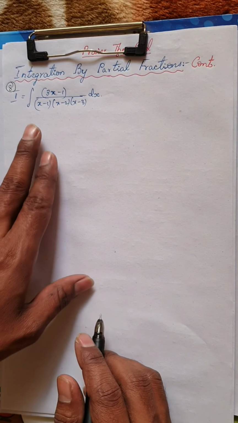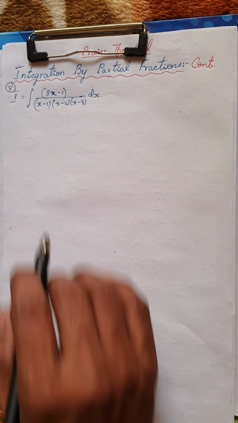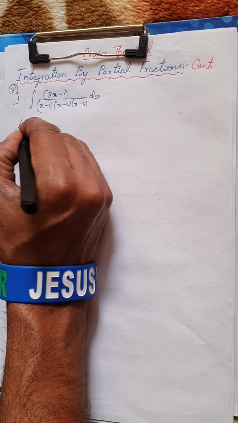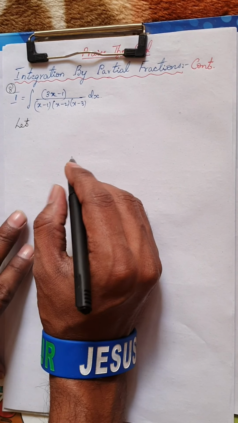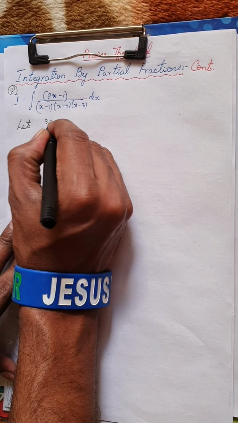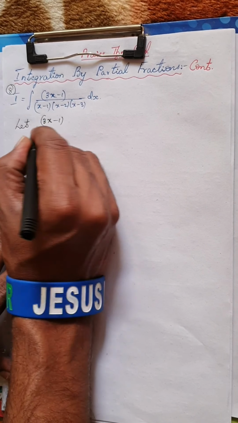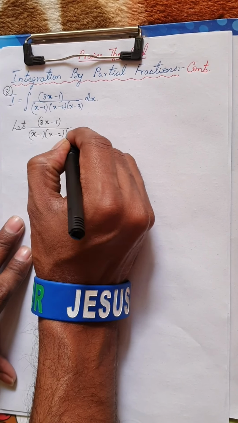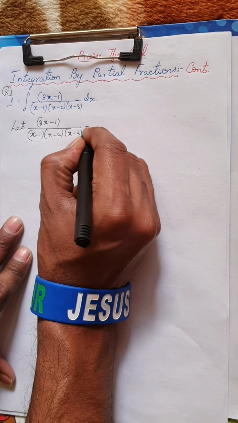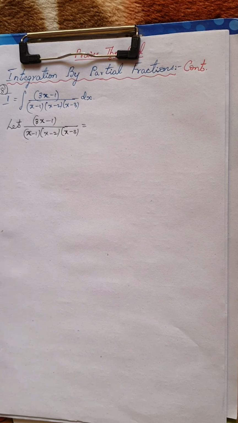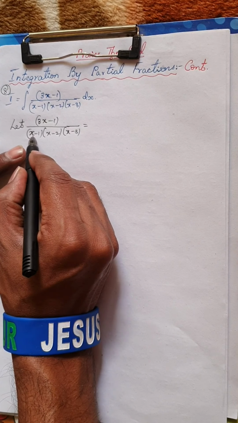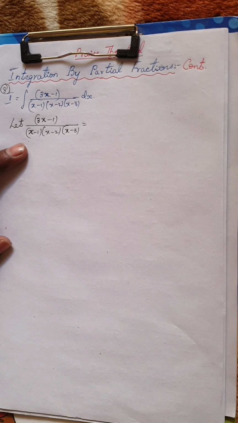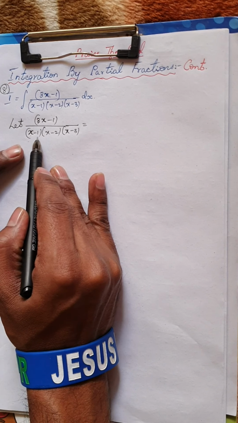Okay, so I have the integral of 3x minus 1 divided by x minus 1 into x minus 2 into x minus 3. Let us first split the given function into partial fractions. Let me consider 3x minus 1, divided by x minus 1 into x minus 2 into x minus 3. I hope you remember the shortcut method of splitting it into partial fractions. So the first step would be, if you put x minus 1 to 0, you will get x is equal to 1.